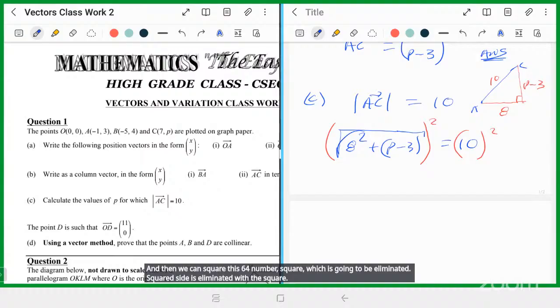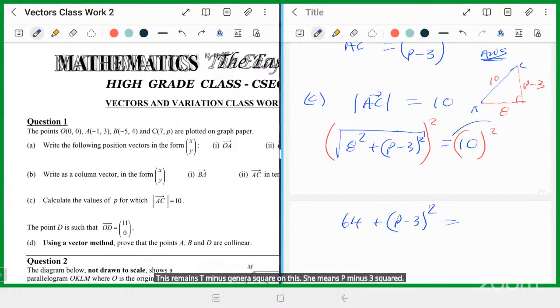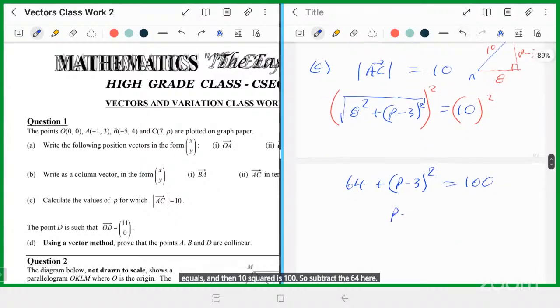But then this 8 squared remains, that is 64. This remains P minus 3, I need a square on this. This remains P minus 3 squared equals, and then 10 squared is 100. So subtract the 64 here, we get P minus 3 squared equals 36, because 100 minus 64 is 36.